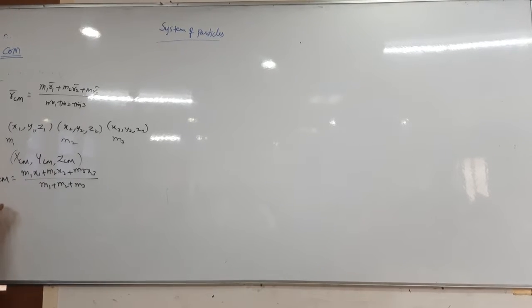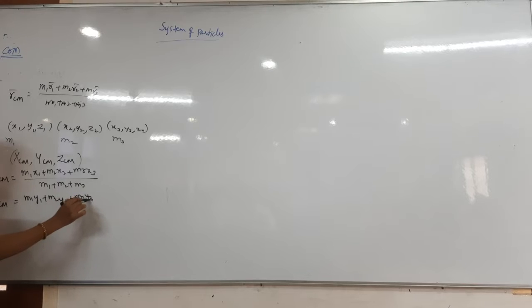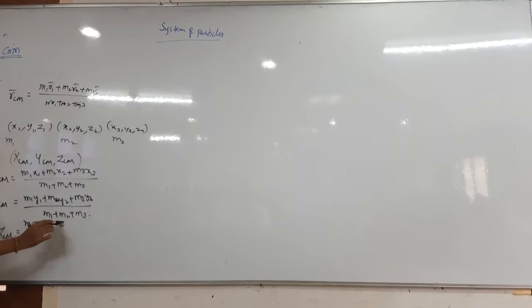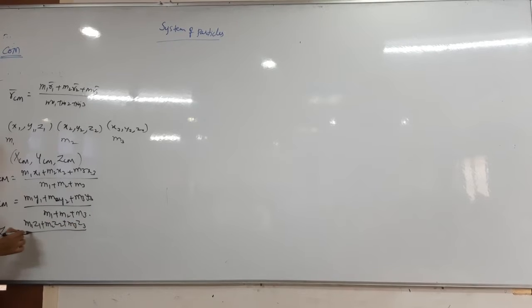Then y_cm. y_cm is equal to what can I write? (m1 y1 + m2 y2 + m3 y3) divided by (m1 + m2 + m3). In the same way, the z coordinate, z_cm, is equal to (m1 z1 + m2 z2 + m3 z3) divided by (m1 + m2 + m3). These are the positions of x center of mass, y center of mass and z center of mass.